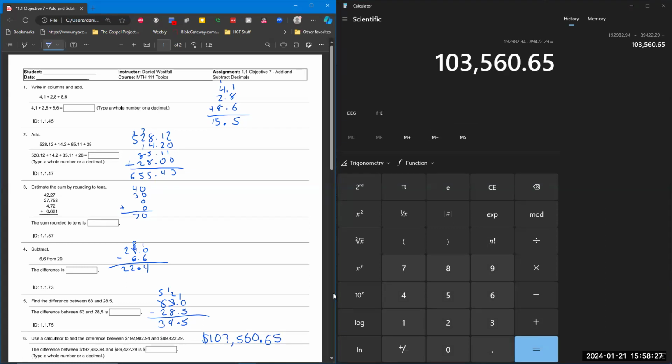Other calculators are not going to put those commas in there because commas mean things to those calculators that separate items in lists and things.